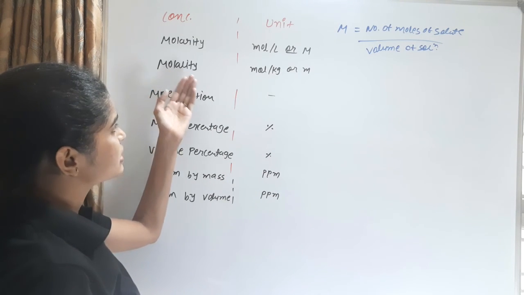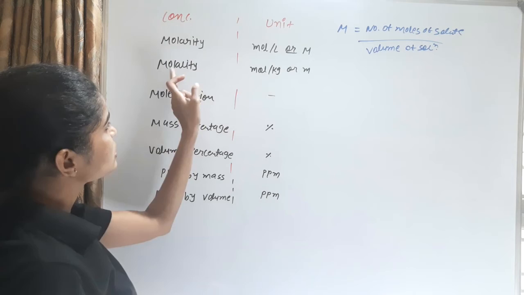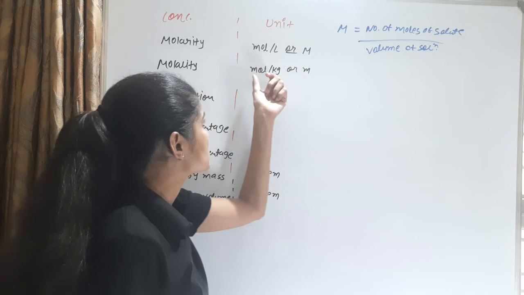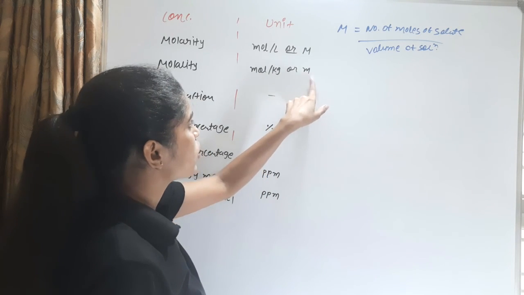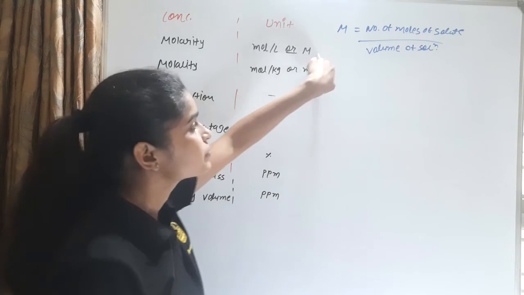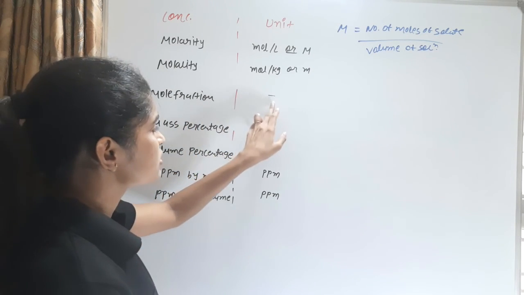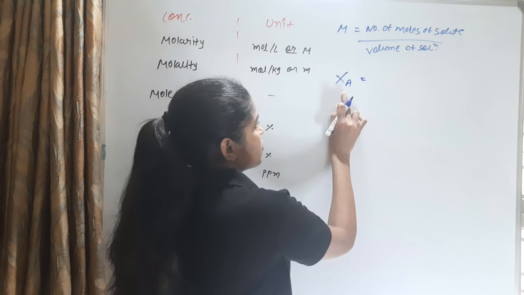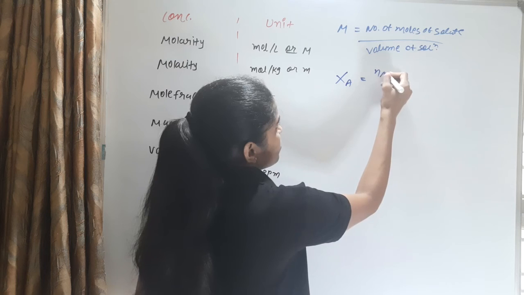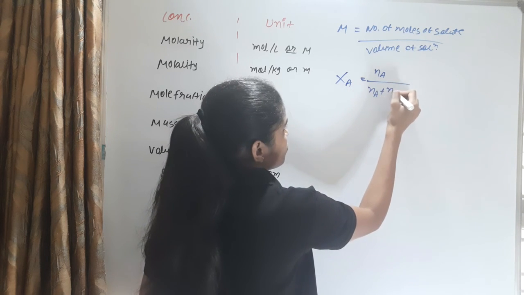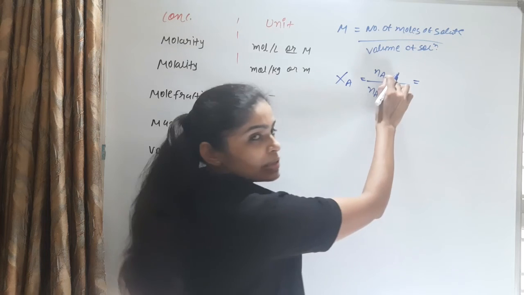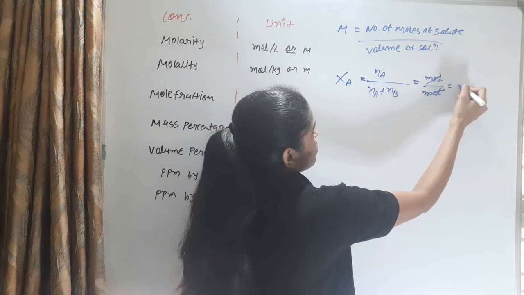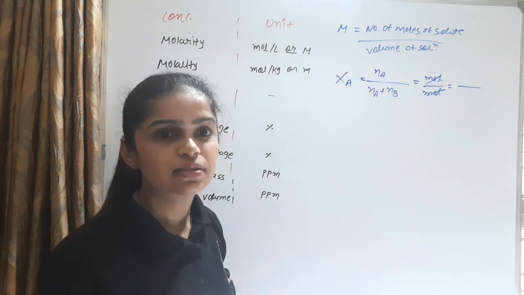In the same way, molality is mole per kilogram, because in molality we use the mass of solvent in kilograms. It is denoted by small m, while molarity is denoted by capital M. Then next is the mole fraction. This is unitless, or dimensionless. The mole fraction of A is equal to the number of moles of A upon the number of moles of A plus B. This unit is mole and that is also mole. Mole cancels out, so it's dimensionless. Mole fraction has no unit.